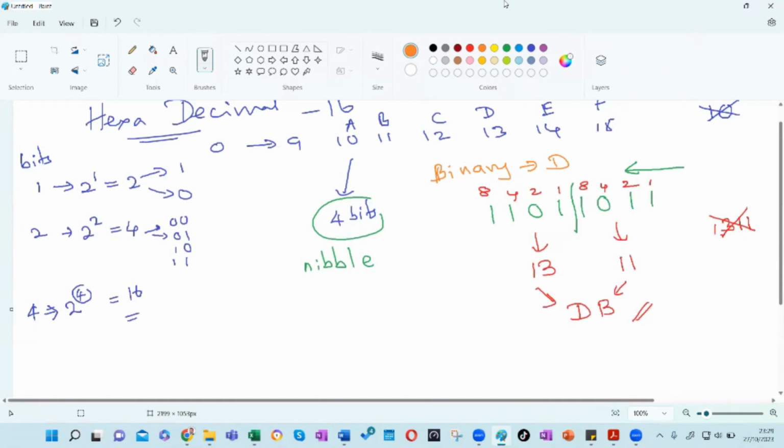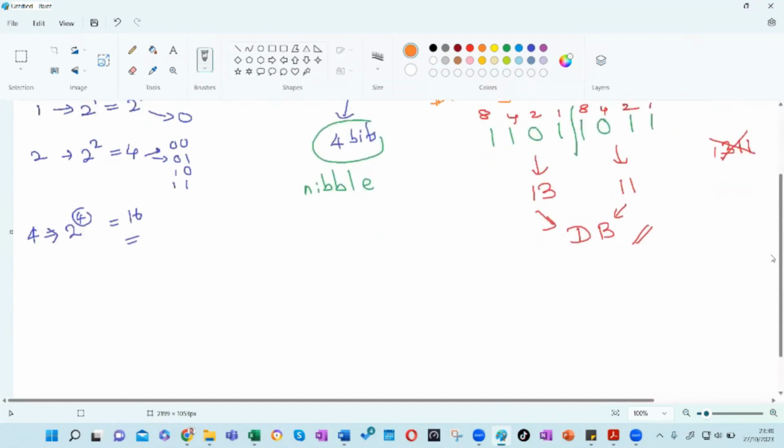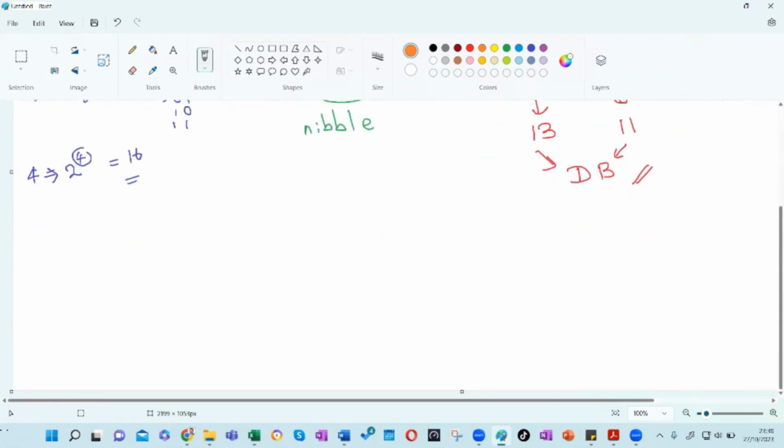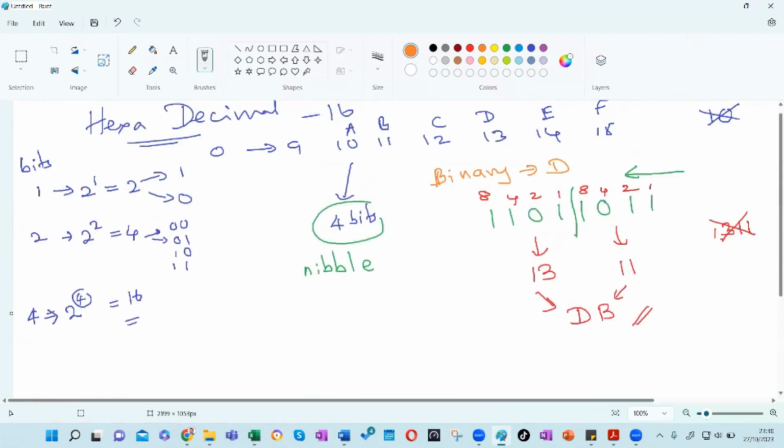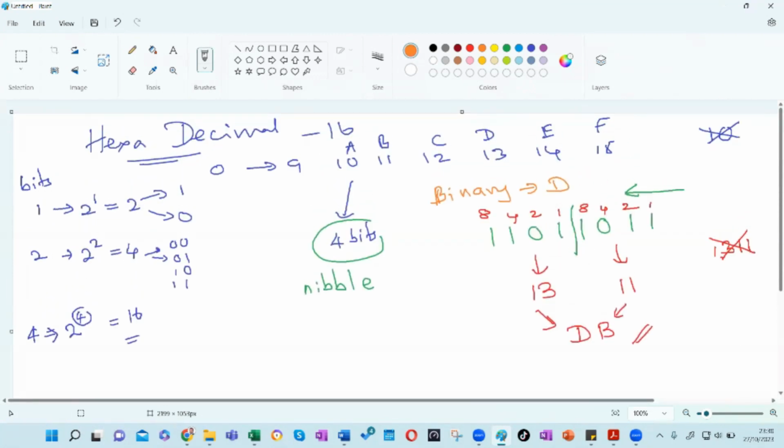Binary to denary. Okay, let's look at the opposite, and after that we'll do a couple of questions, right? Oh sorry, it's not binary to denary. It's binary to hexadecimal.